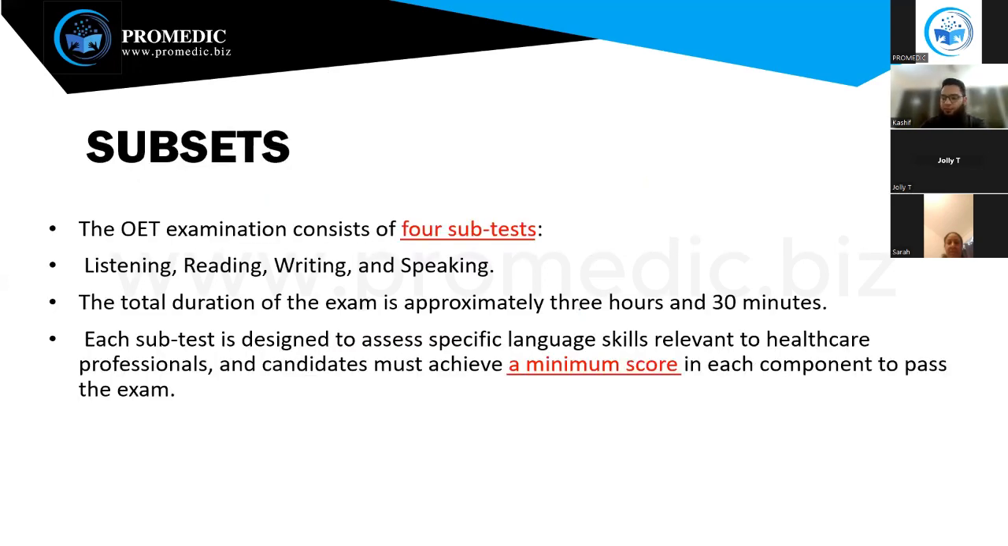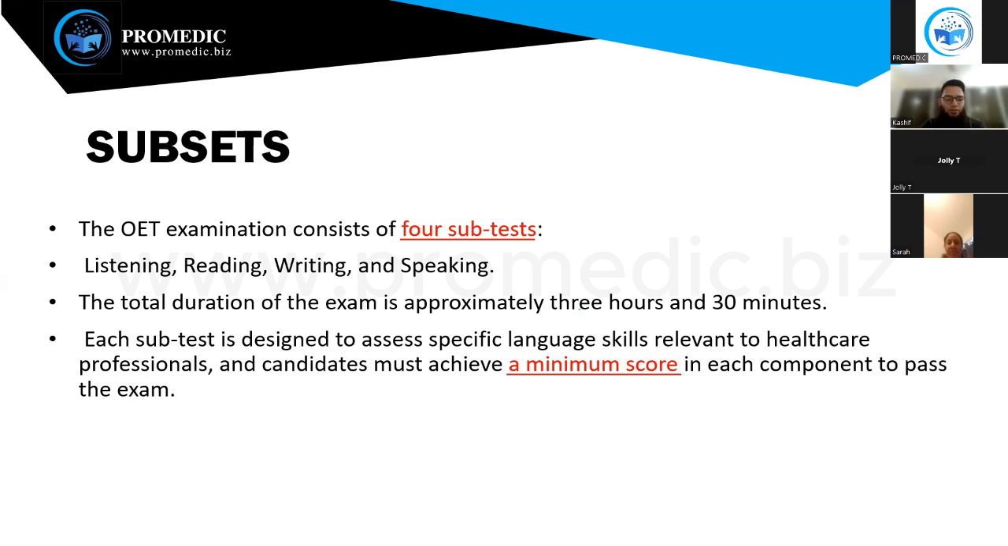Before the subsets, let me quickly tell you about the delivery modes. OET is taken on paper, it can be taken on computer, and in some countries, I'm not sure which, you can take it at home as well. The details are on the official OET website, but generally most people take the exam on paper, though some do take it on computer.